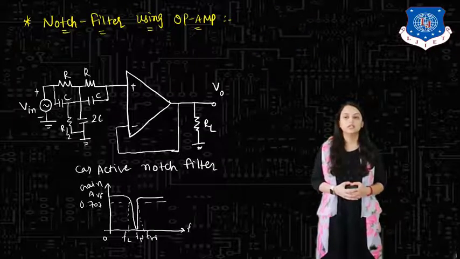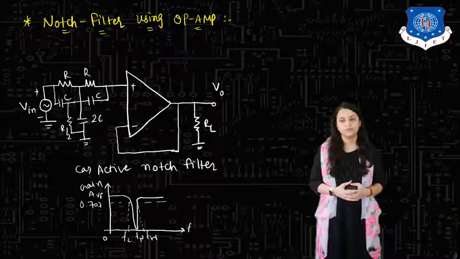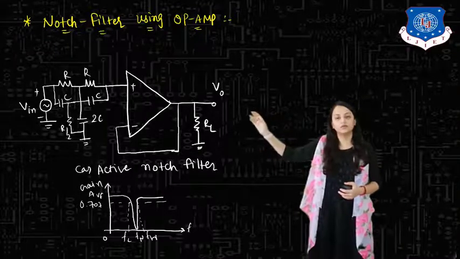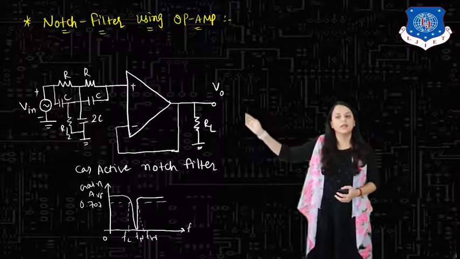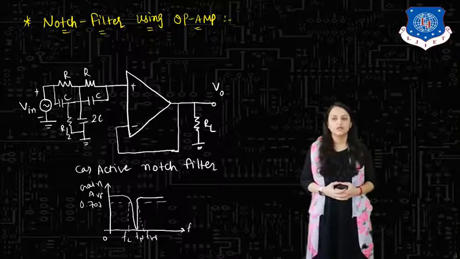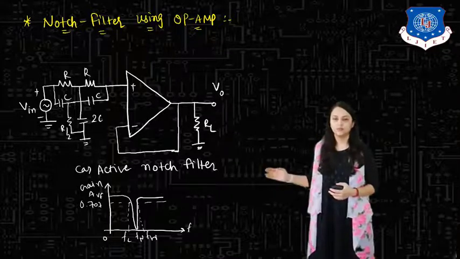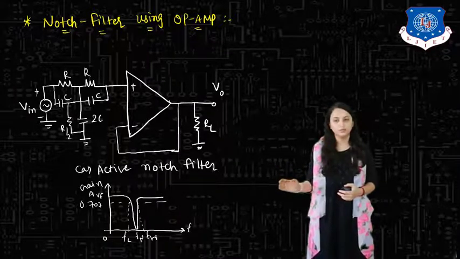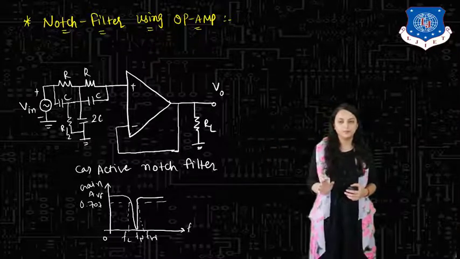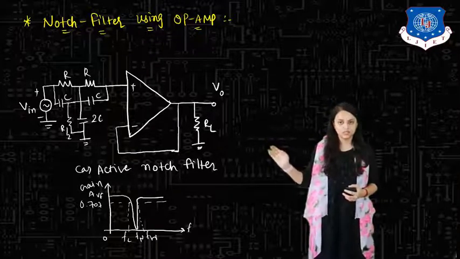Now let us see the notch filter using op-amp. So here the twin T network is connected to the supply voltage and is connected to the non-inverting terminal of the op-amp as shown here. So the twin T network connected with the supply is connected to the op-amp terminal, and the inverting terminal is given as the feedback. Here RL is the load resistance.